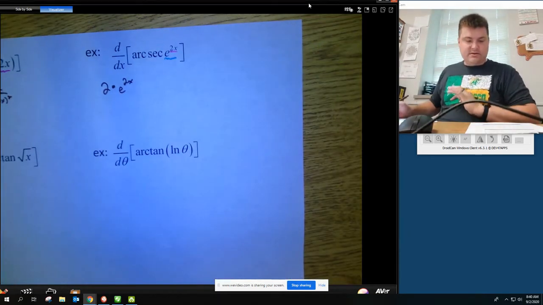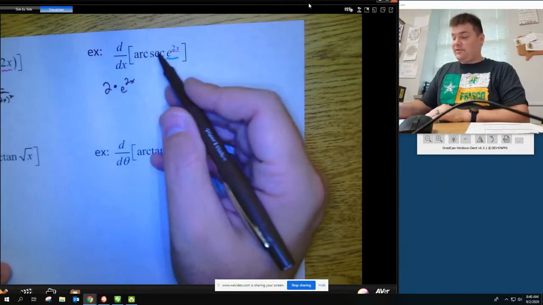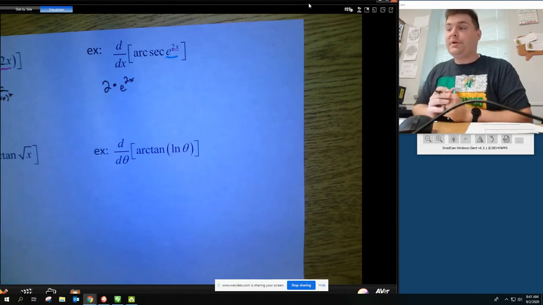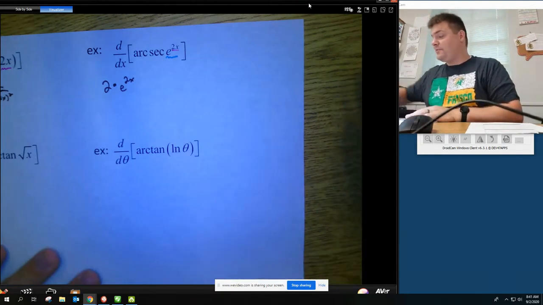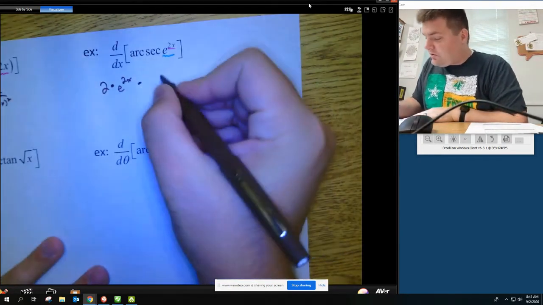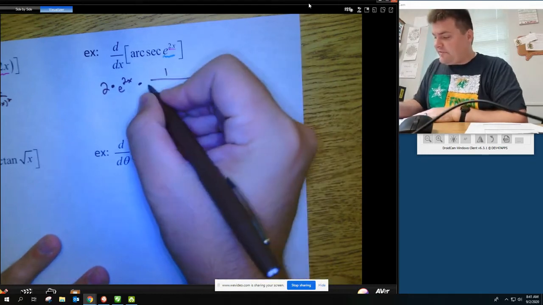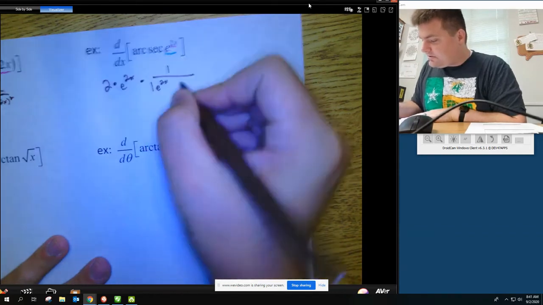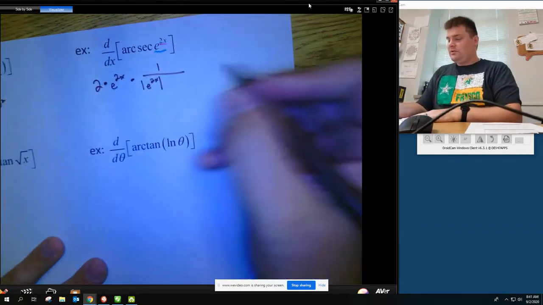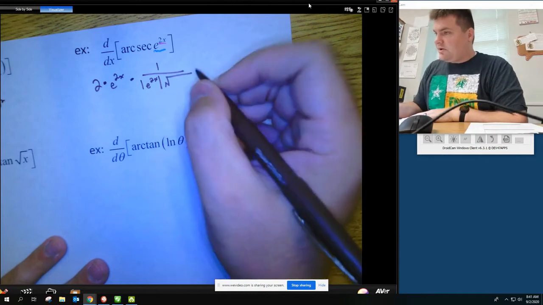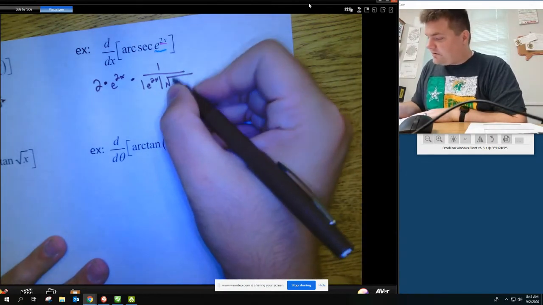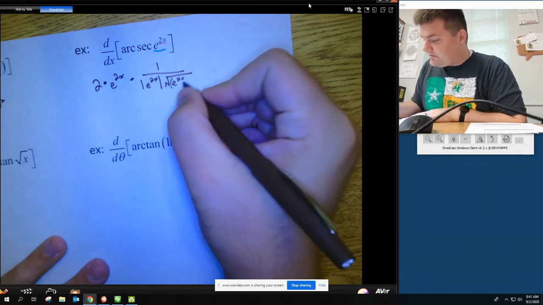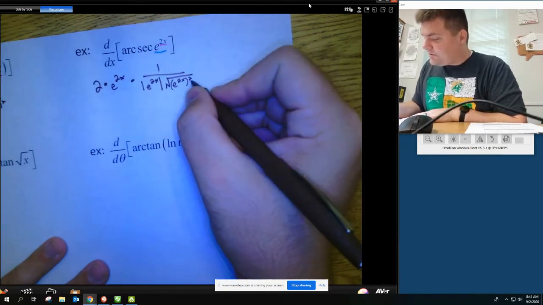All right. And then now you take the derivative of the arc secant. And again, you probably want to be looking right at your formulas as you're doing this, because you're not familiar with it yet. So it's going to be times 1 over the absolute value of the function. So it's not x, but it's e to the 2x. So the absolute value of that function times the square root of, not x squared, it's going to be e to the 2x squared minus 1.